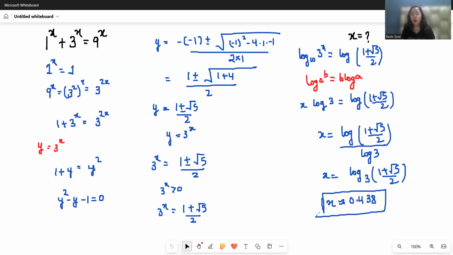So isn't it amazing how a simple exponential equation leads us to the golden ratio?